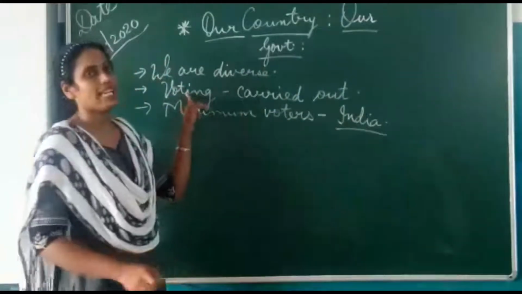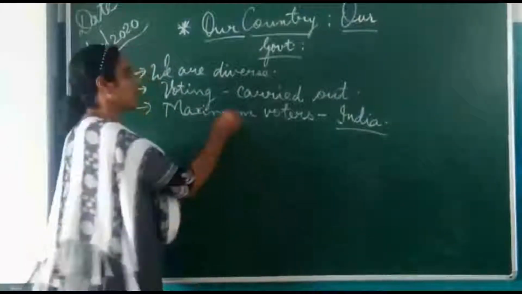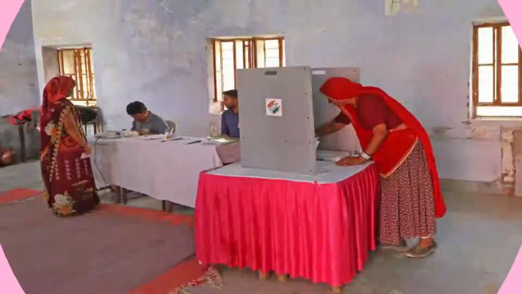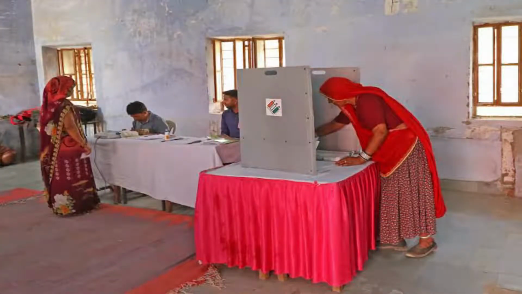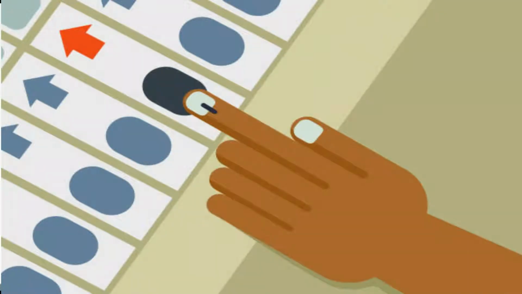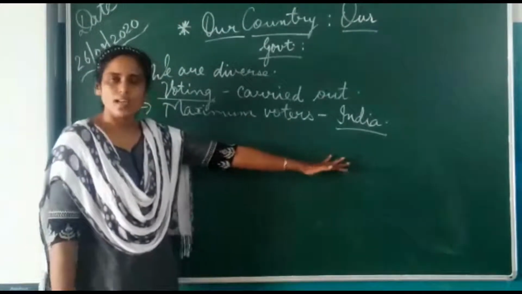Why? Because elections are carried out in which a voting system is there. That is, in democracy, people have to vote. And people who vote are to be above the age of 18. Only they have the right to vote. So in a democracy, the government is elected through the voting system. That is, people cast their votes for the favorable person, and the party which wins the election forms the government. So the maximum number of voters are seen in India. Why? Because it is the largest democracy.